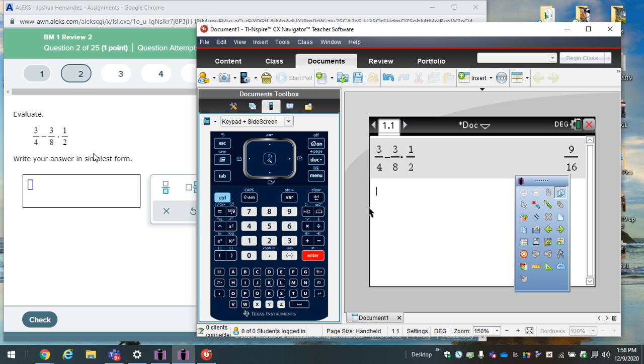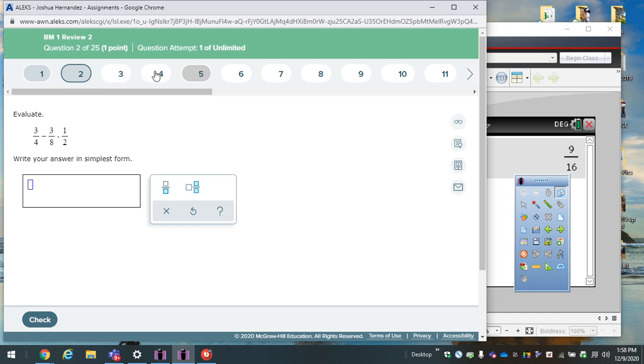Okay, they will give you some of these on the STAAR test, and they're basically long, ugly-looking things. Type it in exactly the way you see it. Press enter. You'll get it right.